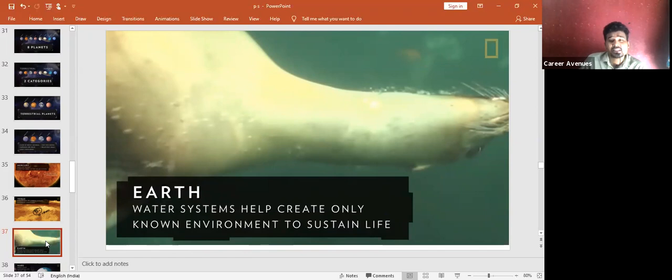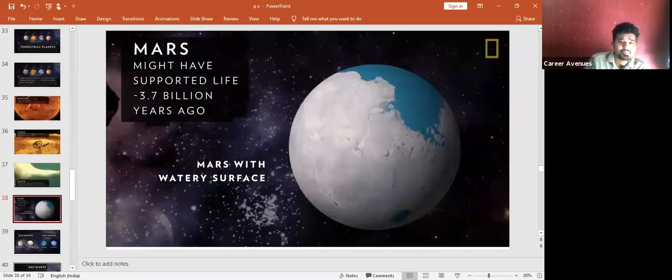Now, liquid state water is very, very important. On Earth, we have liquid state water, vapor state water, as well as solid state water in the ice, in the glaciers. So the water system here helps to create an environment to sustain life, and this is the only planet where we have life till now. This is according to our study. Maybe it is there on any other planet, but according to our study till now, we have life on the Earth only.